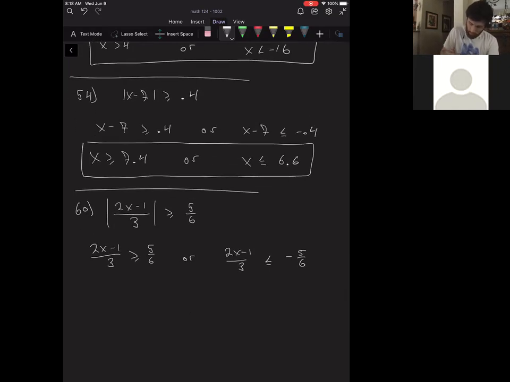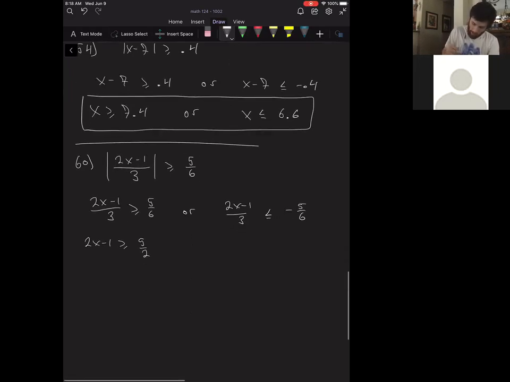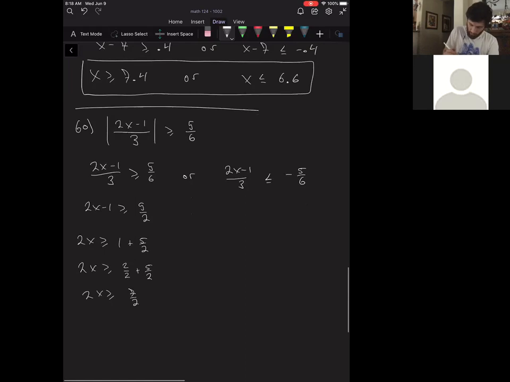So on the left-hand side, let's solve that one first. We can multiply the 3 over. So we have 2x minus 1 is bigger than or equal to 5 over 2. And then we can add the 1 over. So 2x is bigger than or equal to 1 plus 5 over 2. Let's get a common denominator on the right-hand side. So that's going to be 2 over 2 plus 5 over 2. So that's going to be 7 over 2. And then we are going to divide by that 2 over. So x is going to be bigger than or equal to 7 over 4.